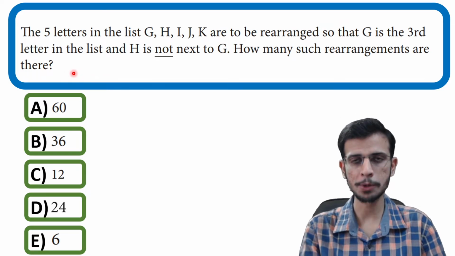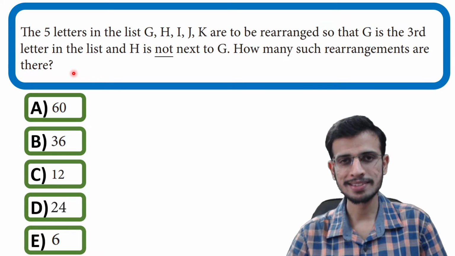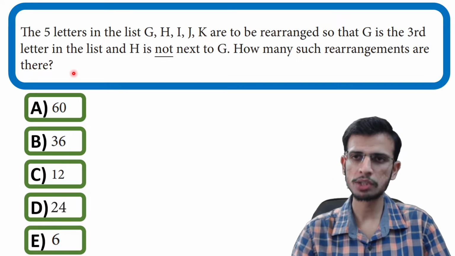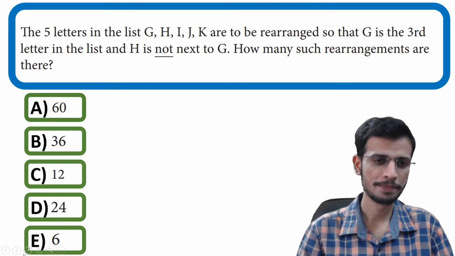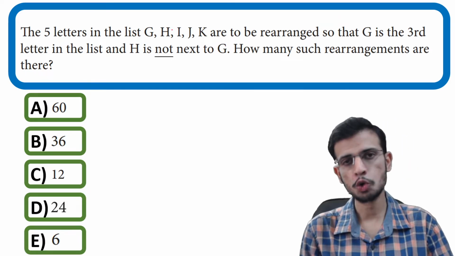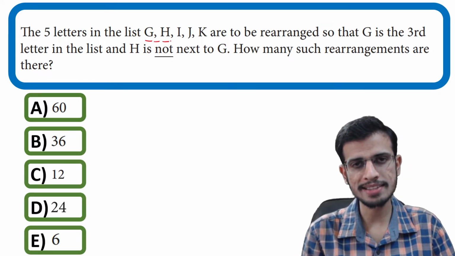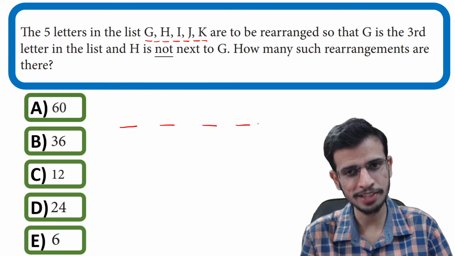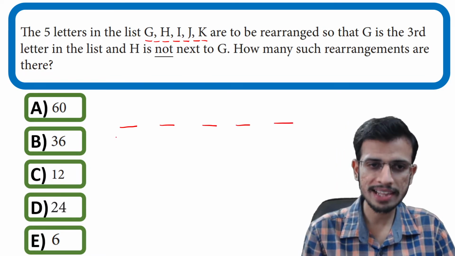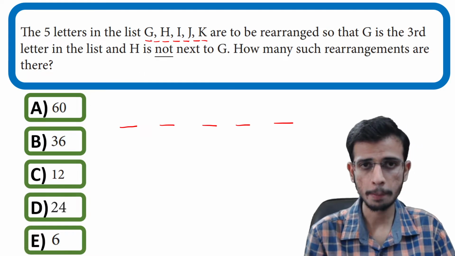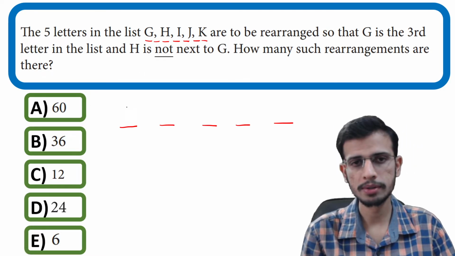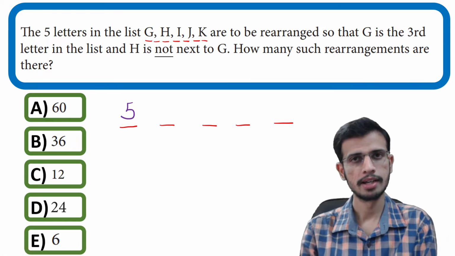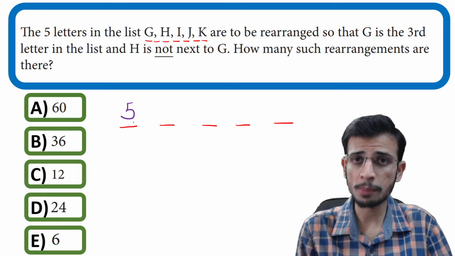So we had studied permutations and combinations. This is the case of permutation, the case of arrangement. 5 letters are there, and we are given 2 conditions. If you want to arrange these 5 letters without any condition, you can fill this place by any 1 letter out of these 5. Repetition is not allowed. You have to put 1 letter at 1 place only.